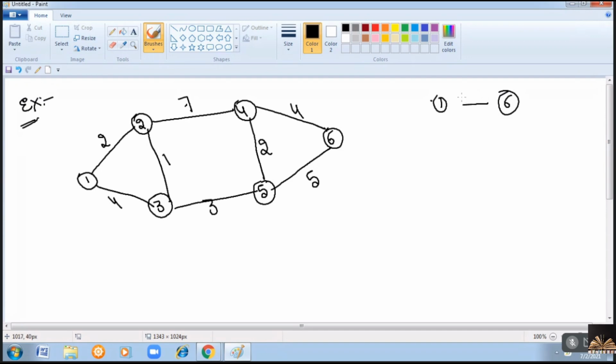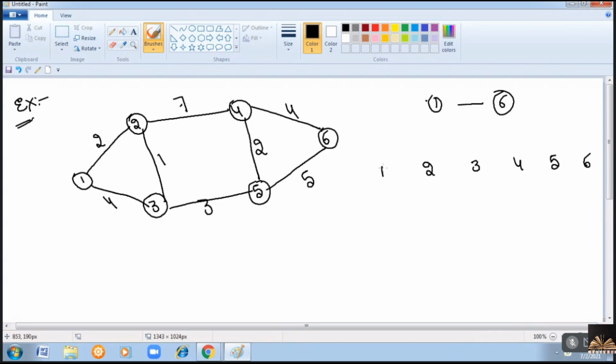So here, always the first step is remove the loops and the parallel edges. Here in this graph, we don't have any loops and parallel edges. So I can directly go to the second step, that is create a shortest path table with the number of columns equal to the number of vertices. Here I have how many vertices? 6 vertices you have. So your table will contain 6 columns, 1 to 6. 1 to 6 are the 6 columns in the graph. Clear? First, your source is 1.